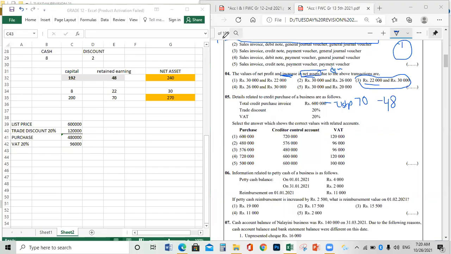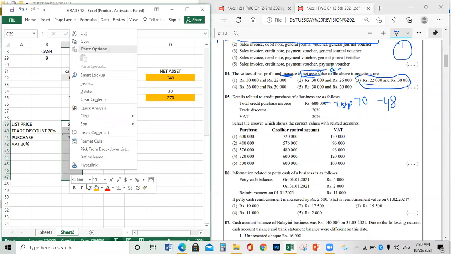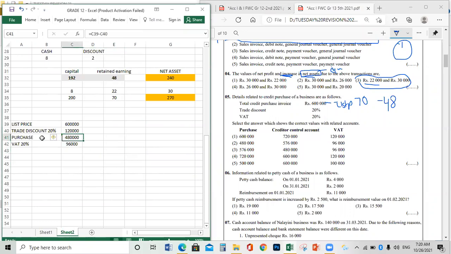So guys, if you don't follow the order, you're going to get the answer wrong. Remember, from the list price, the first thing you have to do is deduct the trade discount. Then you will get the correct purchase value. After that, you add the VAT to find how much you have to pay to the trade payable.